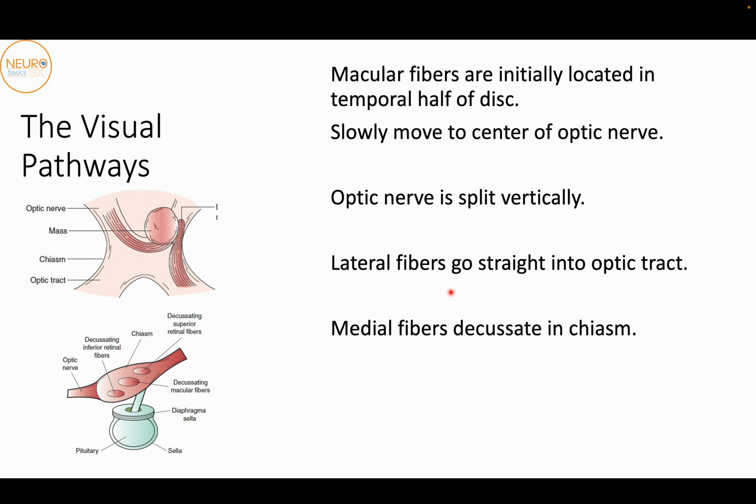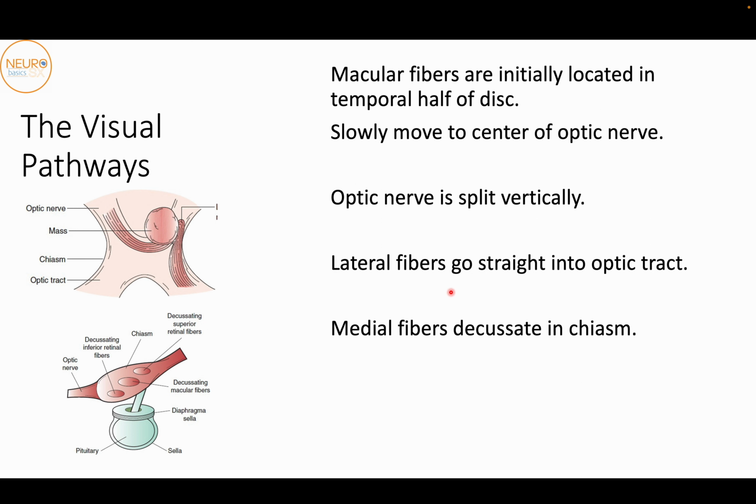Right, so let's discuss the visual pathway itself. When we're starting out, it starts with the optic disc and then goes into the optic nerve. At the level of the optic disc, the macular fibers are going to be located more towards the temporal side of the disc because the macula is on the temporal side of the disc. And then as the nerve starts going posteriorly, all the macular fibers move to the center of the optic nerve.